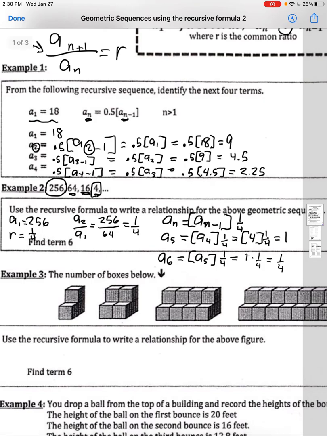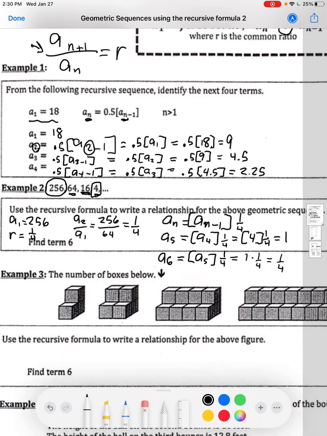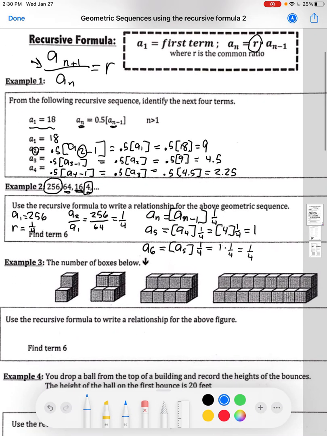All right, I'm going to switch colors while I'm thinking about it. Let's go blue. We're going to look at example number 3. The number of boxes below is our sequence. In the first stack, it looks like we've got 3 boxes. In the next one, we've got 6. In the next stack of boxes, we've got 12. And we've got 24. Just a general observation, it looks like we're doubling the amount of boxes in the pile each time.